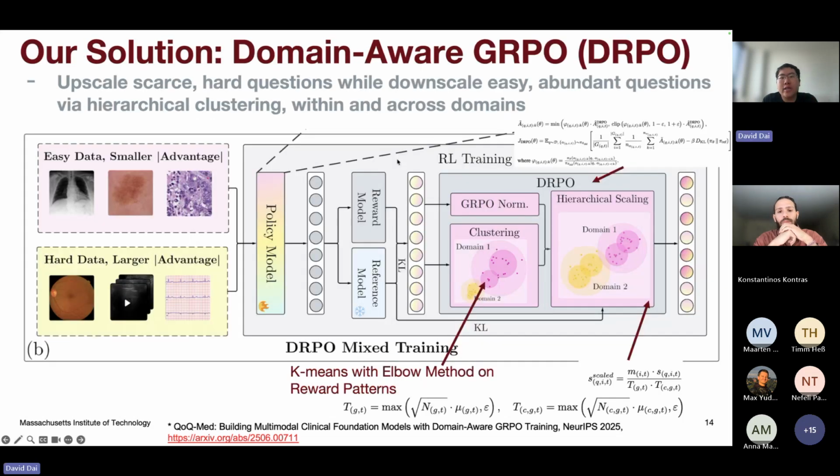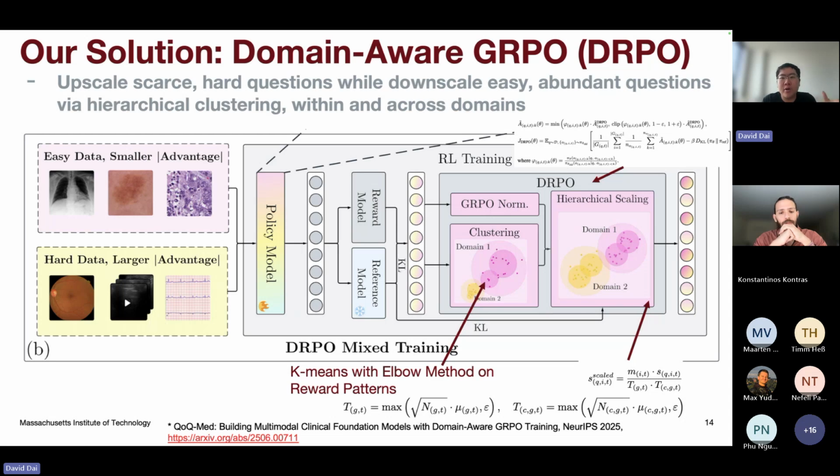And to solve this problem, we proposed another reinforcement learning algorithm, which is called domain-aware DRPO, or we just call it DRPO. So the idea here is pretty simple. We want the model to focus more on harder problems. To achieve this, we develop a hierarchical clustering scheme.